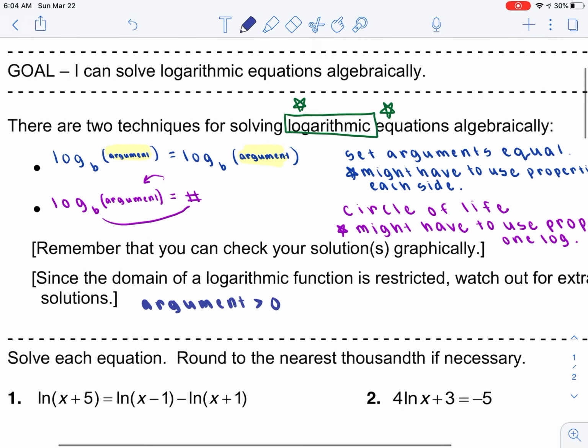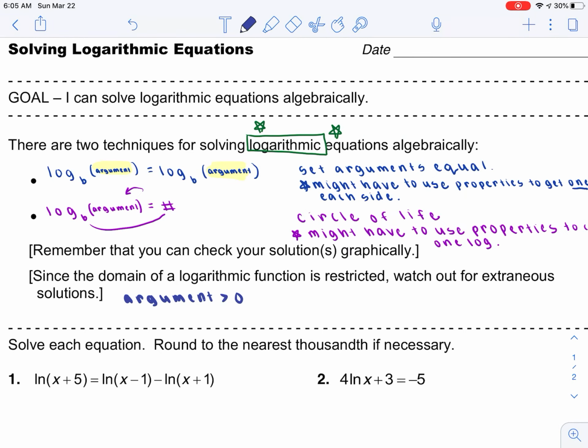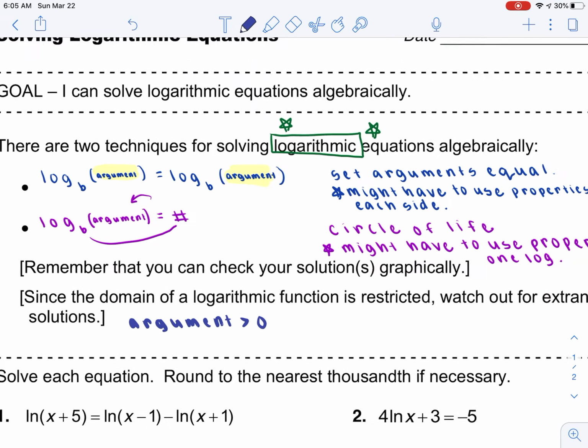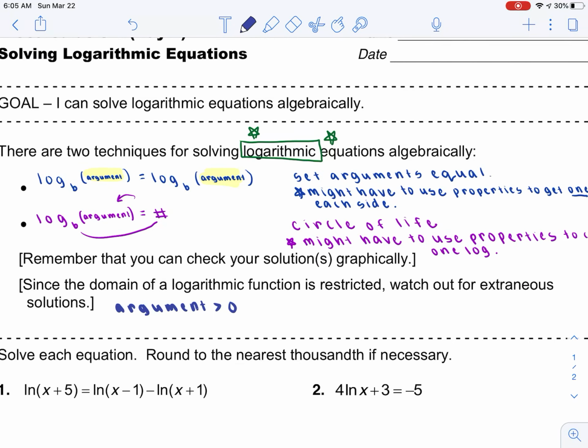The second type of problems we're going to be solving involve the circle of life. And that's when you just have one log and then there's a number on the other side. We can use this circle of life. Now, in order to get the problems to look like this, sometimes we will have to use the properties of logs. And I'll show you those examples in just a moment.